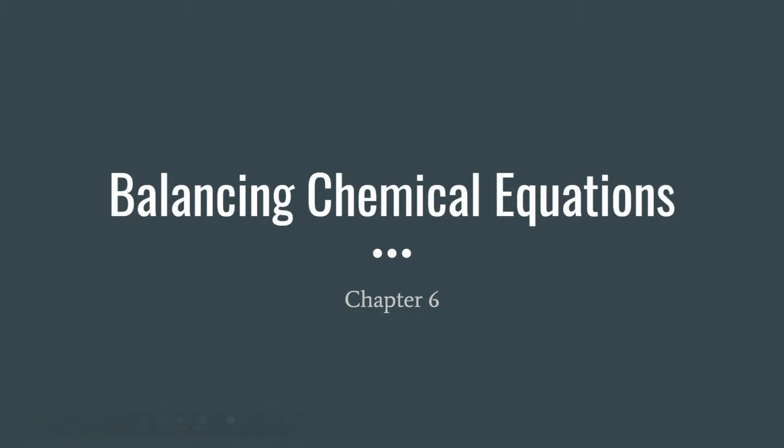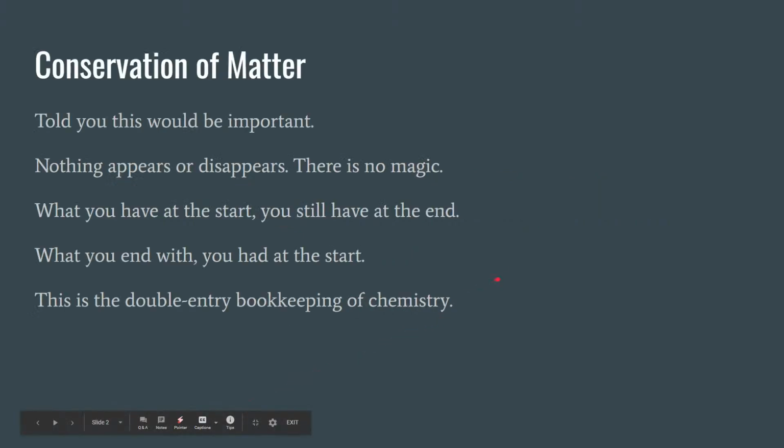Balancing chemical equations. People have a little bit more trouble with this. So, I told you once upon a time, conservation of matter would be important. If something is conserved, that means that whatever you start with, you end with. Whatever you end with, you started with. Nothing disappears, nothing appears. There's no magic.